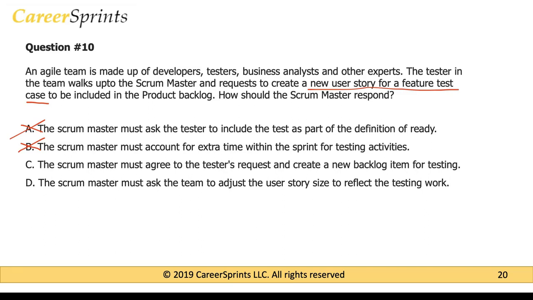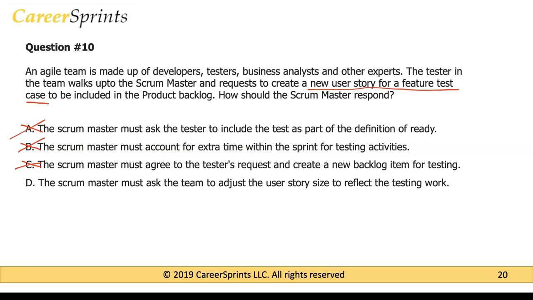Then option C: the Scrum Master must agree to the tester's request and create a new backlog item for testing. You don't need to necessarily create a new backlog item for testing. Normally, whenever you write a test or an acceptance criteria, you just include that as part of the user story card. Within the user story card itself, if you're using an online tool like Trello or Jira, you can just write the test case inside of it. So that option is also going to be wrong. You don't need a separate backlog item.